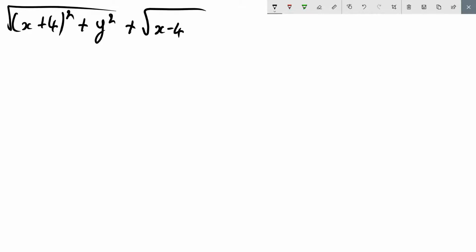Nothing has really changed. I've just swapped them around. This is going to be reasonably messy compared to the others, but we should be able to do it. So we're going to have the square root of (x plus 4) squared plus (y minus 0) squared, which is the same as just saying y squared. I'm now going to add the square root of (x minus 4) squared, and again it's going to be (y minus 0) squared, which is just y squared, and this is going to equal 10.